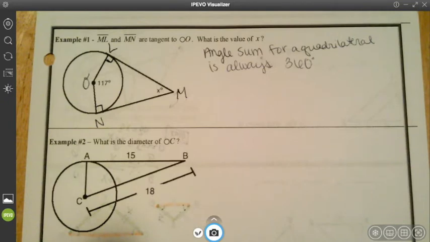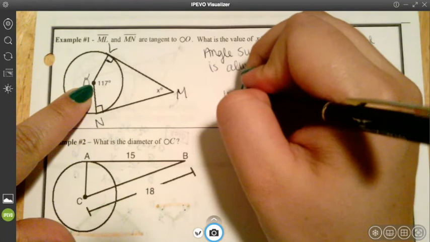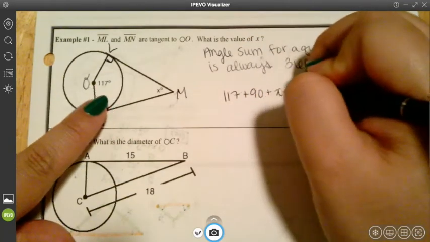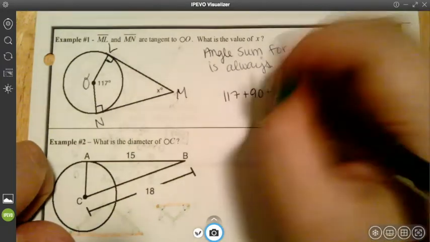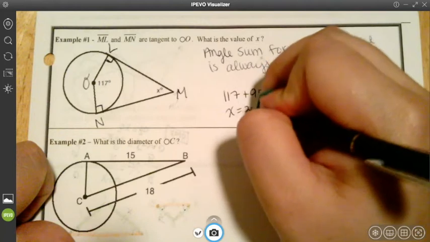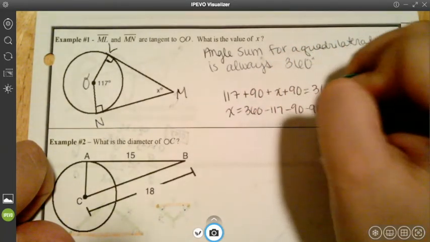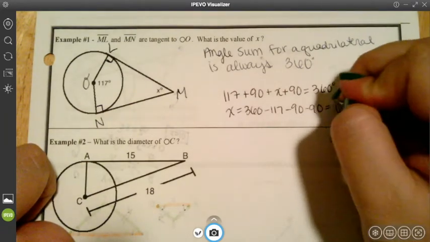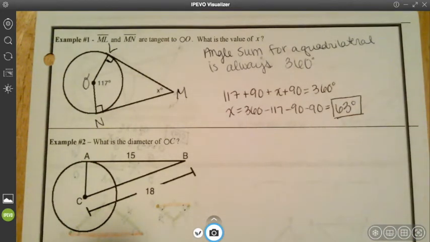And that means that we can add up these angles. We can say 117 plus 90 plus x plus 90 must equal 360 degrees. That means that x is 360 minus 117 minus 90 minus 90. And that gives us an angle total of 63 degrees.